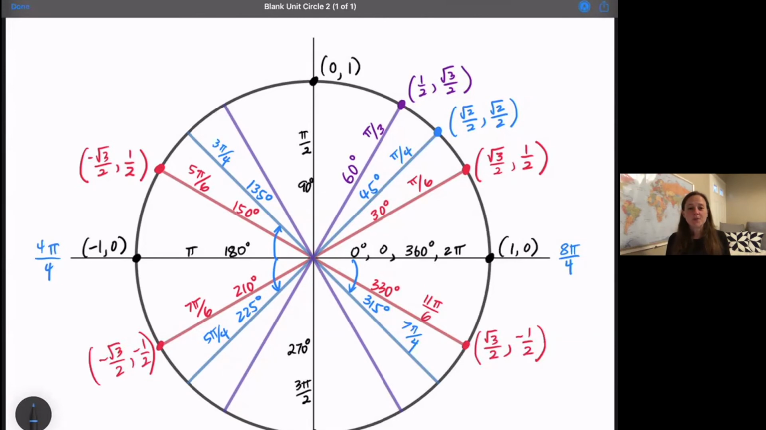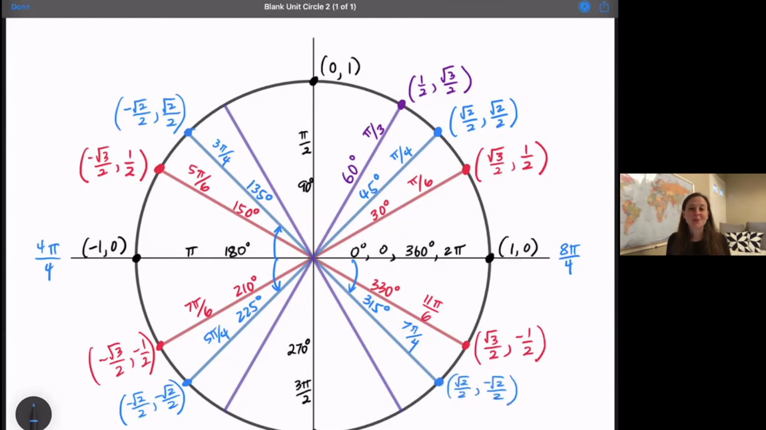Now that we've got all of our blue spokes labeled for all of our angle measurements, we're going to copy that terminal point. They're all going to be square root of 2 over 2, comma square root of 2 over 2. We're just going to make sure that we got the right negative signs on them based on the quadrant they're in. For 3 pi over 4, we're going to do a negative x coordinate, a positive y coordinate. Down at 225, we're going to make both coordinates negative because we're down in the third quadrant. And in the fourth quadrant, we need a positive x coordinate and a negative y coordinate.